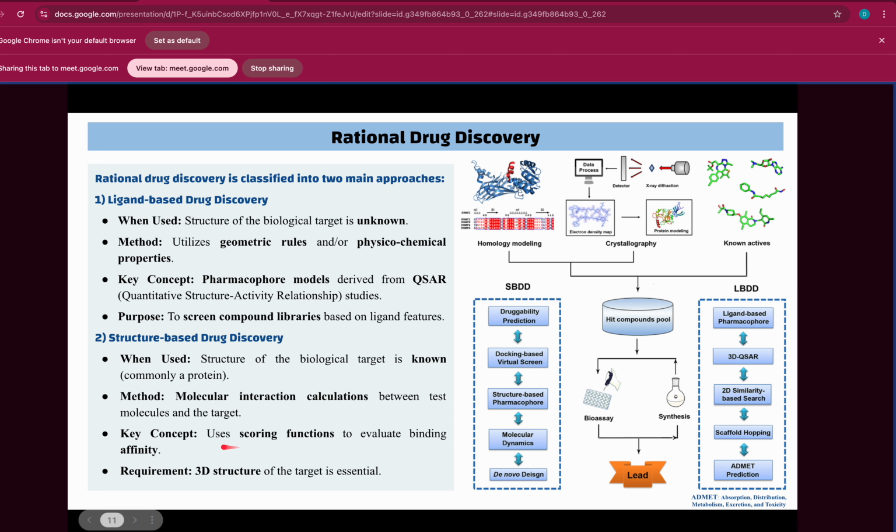The key concept is that you use scoring functions. So you will design certain chemical compounds, or you can take those compounds from already available libraries, and then you will see what is the binding affinity of all those compounds. So the compound with better binding affinity will be selected as the lead to proceed with further tests. So you use scoring functions to calculate these binding affinities. The requirement is that you must have the 3D structure of the target. So if you know the 3D structure of the target, then you can proceed with structure based drug discovery.